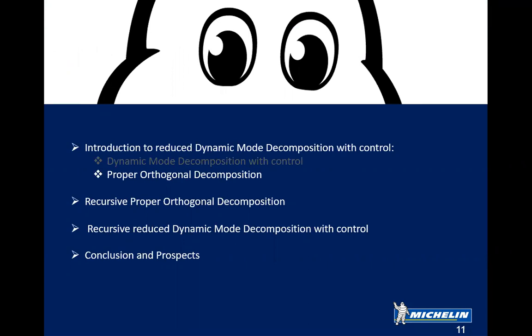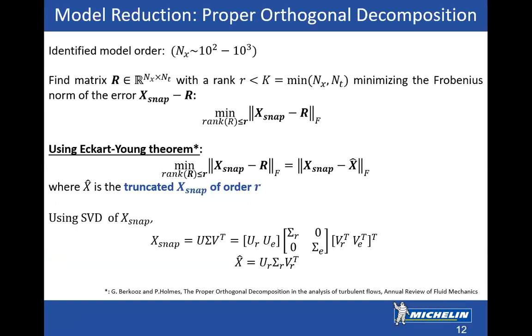So what we are going to do is move to the next step, which is the model order reduction. For model order reduction, we have used proper orthogonal decomposition, POD. As I've said before, the identified model order in the toy example is 10 power 2, but in real life it goes to 10 power 3 or 10 power 4 in fluid dynamics.